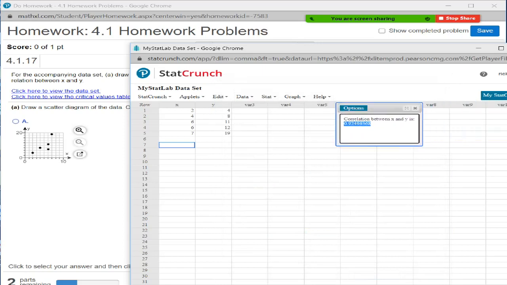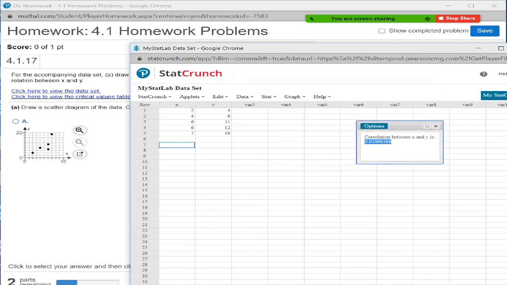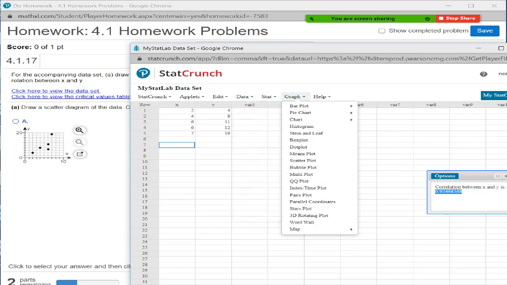And what you get is the actual correlation value. I know it's very, very small on my screen here, but I'll read it out loud to you, 0.9249. And so let's just kind of store that away for a minute. That's the correlation. They also want to draw a scatter plot diagram. So instead of doing that by hand, I can go to graph and a scatter plot diagram.